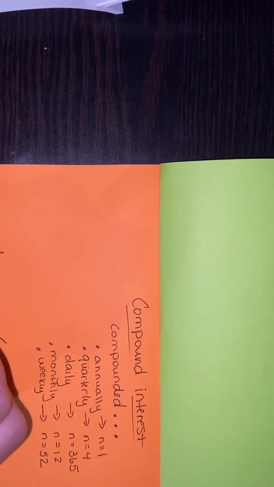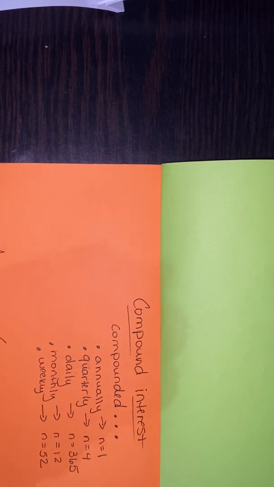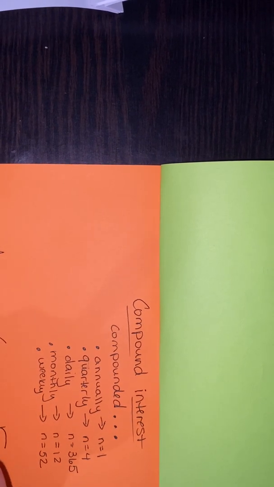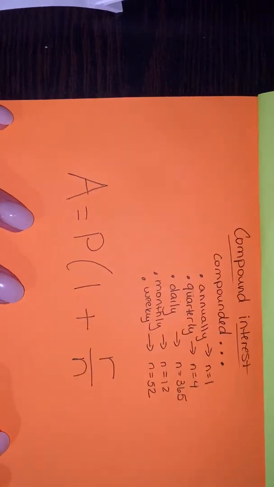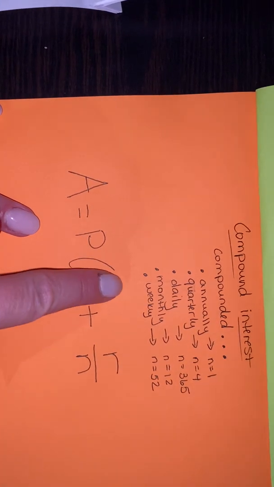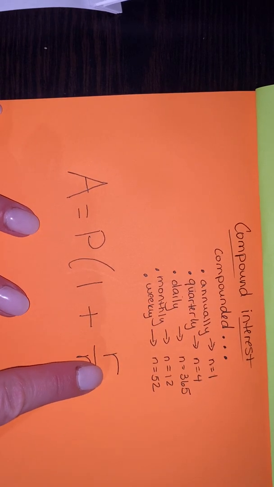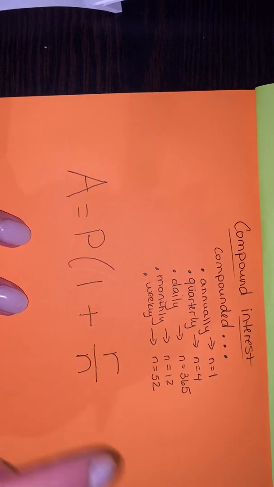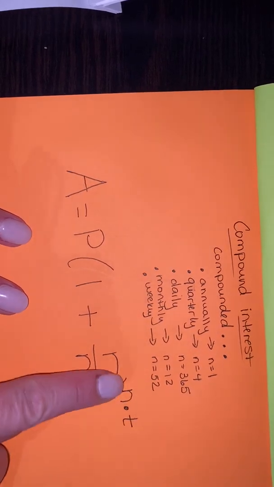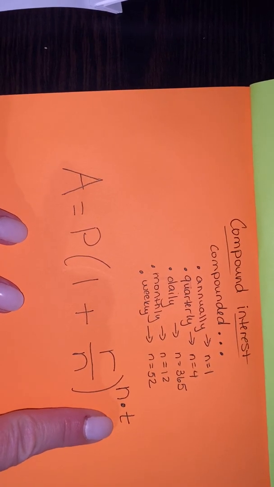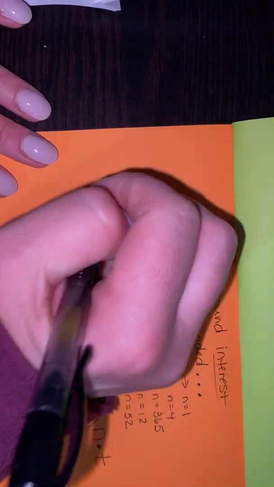So here's our formula. It's a little more complicated. A equals P parenthesis 1 plus the rate divided by how often in a year, and then it's going to be raised to the n times t power. How many times in the year is it going to be compounded? So let's write what each means.